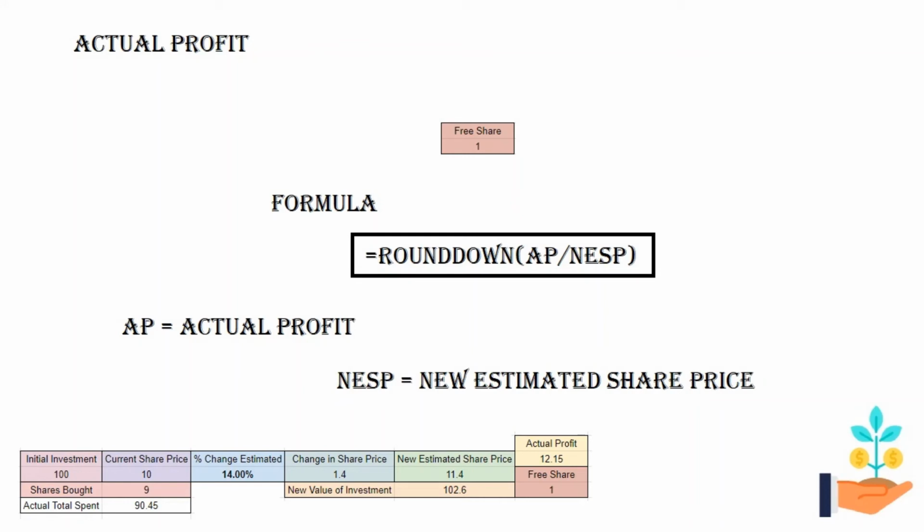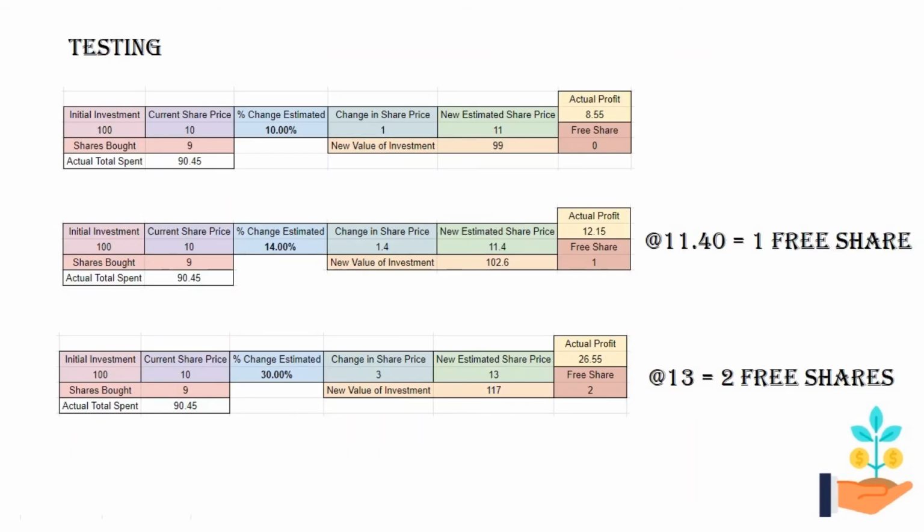And so this is shown in the testing page. At the top, you can see that the actual profit is not higher than the new estimate share price, so you won't get a free share. It needs to be higher. The percentage needs to be higher, or the initial investment needs to be higher. Okay, and so in this case, we've kept everything the same, but the change of percent has increased. And so at 11 pounds and 40p, you'll receive a free share.